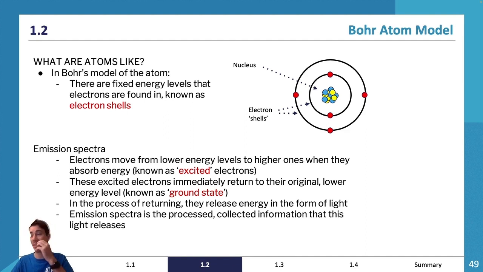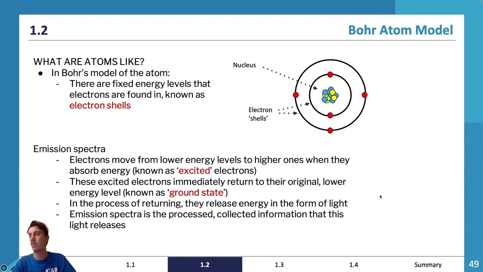But essentially, in Bohr's model of an atom, there are fixed energy levels that electrons are found in, and these are known as electron shells. So electrons move from a lower energy to a high energy when they absorb energy. This is known as excited, and when excited, electrons immediately return to their original or low energy levels known as ground state. So essentially what they do is they move up really quickly and they move back down really quickly. So they go up, oh, I'm excited, oh, I'm back. It's like an immediate up and down.